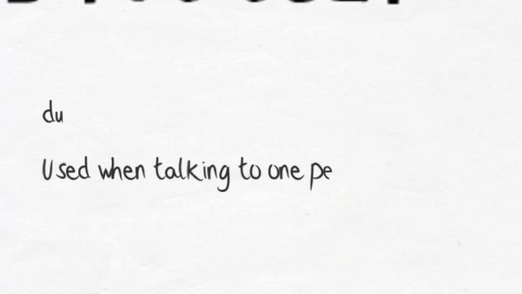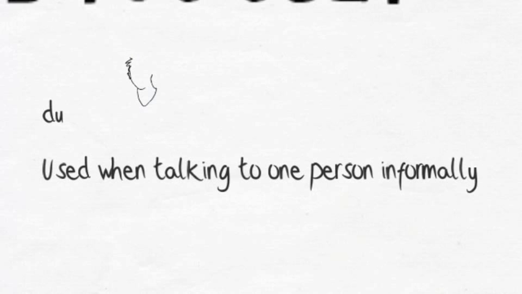The word du is used for you when you are talking to one person informally. This means a person you call by his or her first name. For example, Martin, not Mr. Jones. So if your friend Martin walks up to you, you can use du because you are only talking to Martin, and because you're on a first name basis with him.